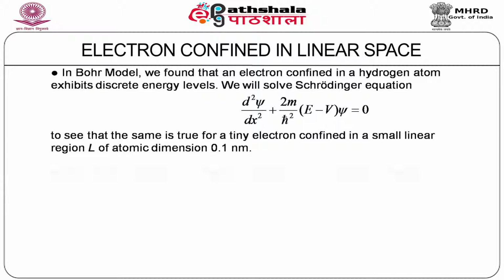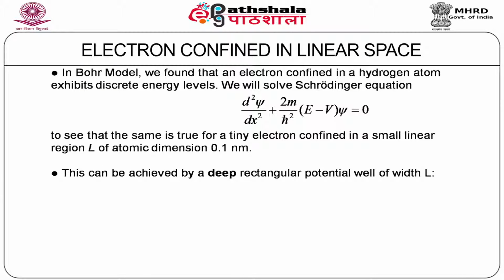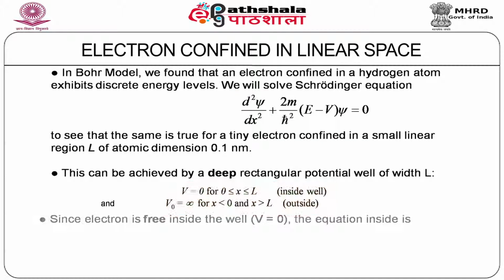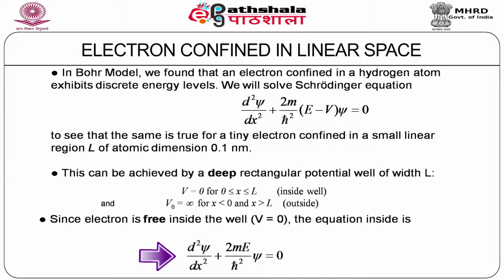So let us write down the deep rectangular potential well of width L, see how it looks like. So we have V equal to 0 for x between 0 and L inside the well. As I showed in the last figure, there is no potential inside the well and the electron is free to move inside the well. And V0 is infinity when you are outside the well, that is when x is less than 0 or x is greater than L. Now, since the electron is free inside the well, where V is 0, the equation inside is d square psi dx square plus 2mE by h cross square psi equal to 0, where we have put V equal to 0.